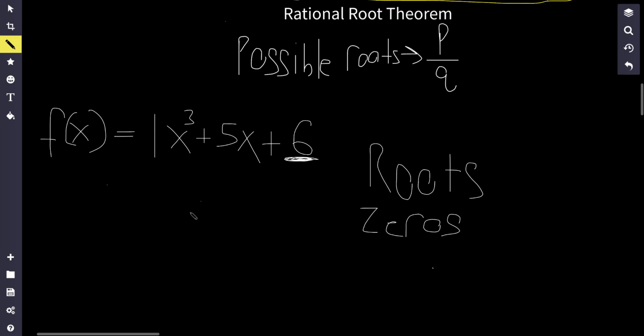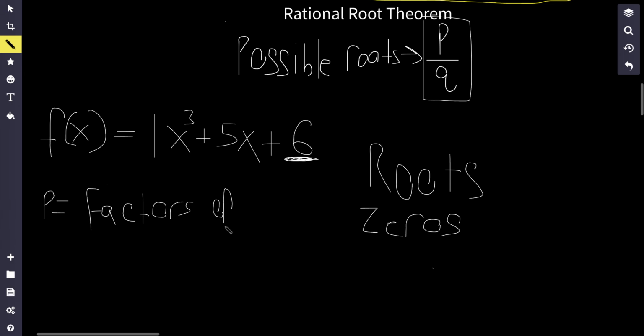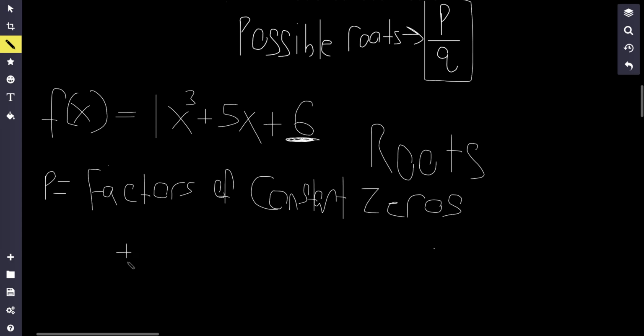Basically, you take your factors of your constant. So the p right over here represents the factors of the constant term. So what are the factors of 6? Well, the factors of 6 are plus or minus 1, plus or minus 2, plus or minus 3, and plus or minus 6.